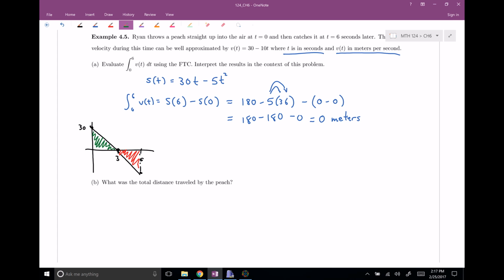And so the way that we try to figure out how much did it actually travel is that we break this up into a couple pieces.